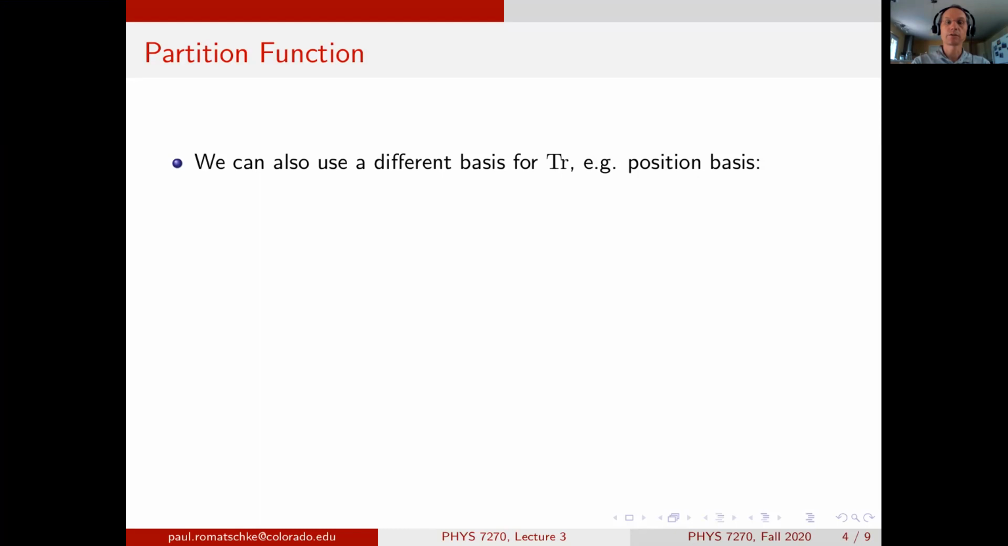However, there's no reason for us to select the energy eigenstates as the only possible basis to express the trace. We could also use the position basis to do this. That would mean that instead of having a sum over the discrete energy levels, we would get an integral over all positions x that we have in the position basis.